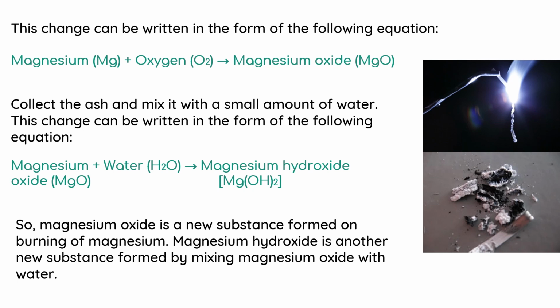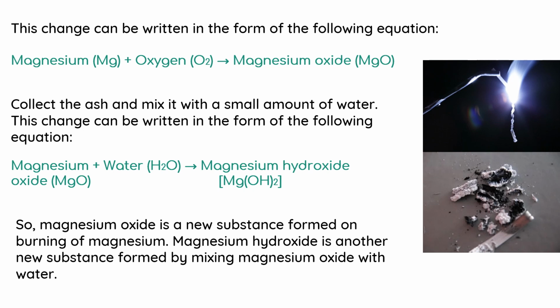Okay, so here second part, magnesium oxide. Magnesium oxide, that is the ash. That ash we are going to mix with water. Water is H2O. So magnesium oxide, that ash, mixed with water forms magnesium hydroxide, Mg(OH)2. No need to study this Mg(OH)2, you just study this magnesium hydroxide. So magnesium oxide plus water gives magnesium hydroxide.